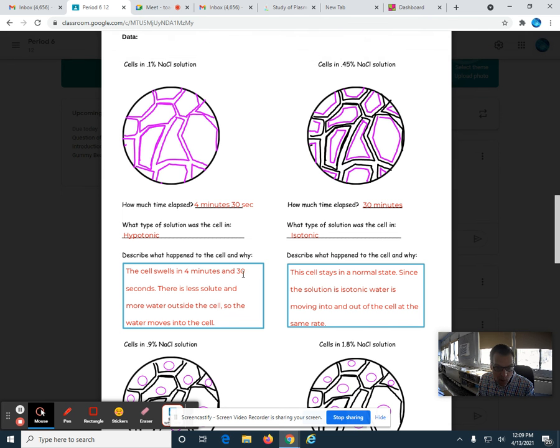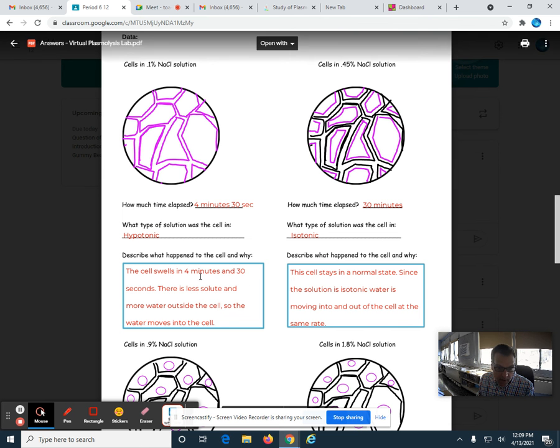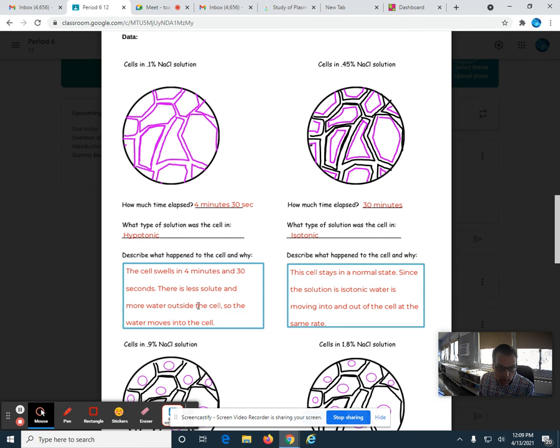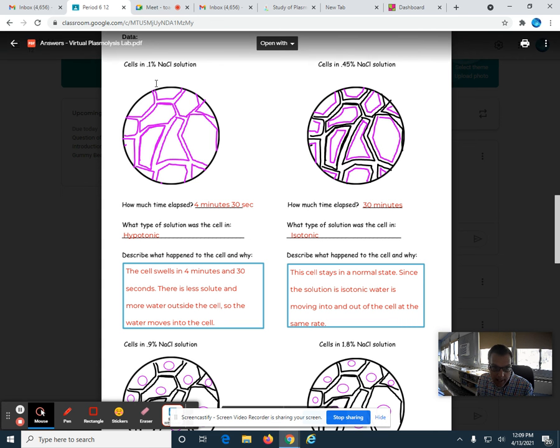The cell swells in 4 minutes and 30 seconds. There is less solute and more water outside the cell, so the water moves into the cell. I could also say the water diffuses into the cell. Okay? I'm not going to read all of these, but you can read them on the screen as we go through it. So hypotonic at 0.1% salt solution.